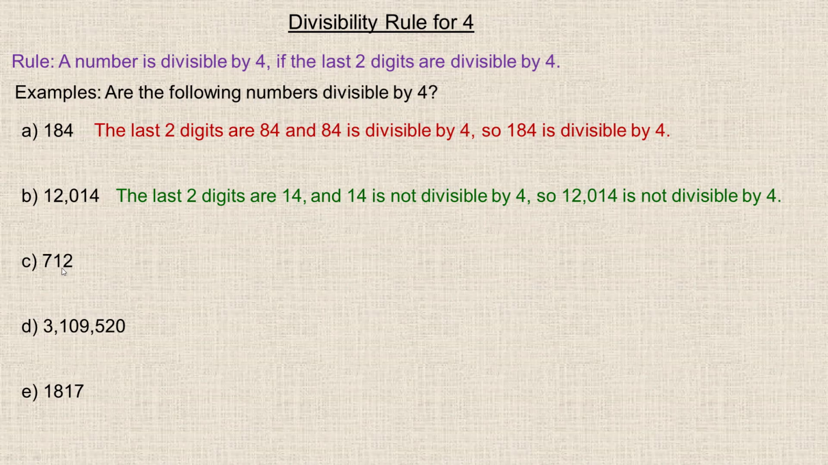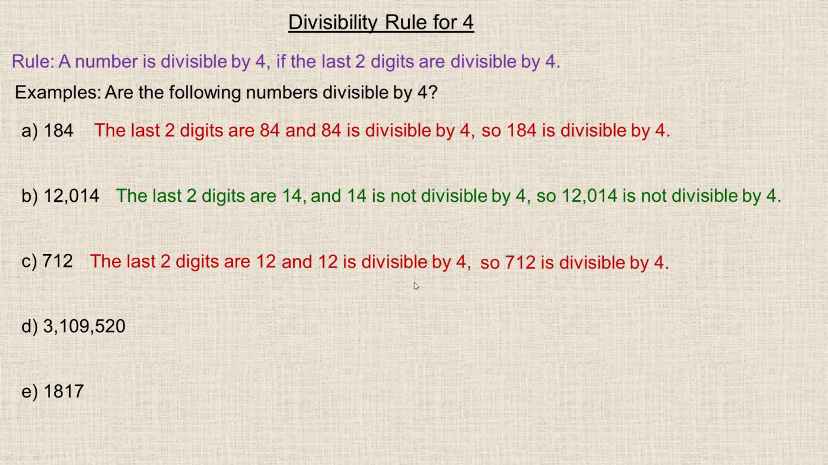So next number is 712, so we only look at the 12 in the end. The last two digits are 12, and 12 is certainly a multiple of 4, 3 times 4 is 12. So that means that 712 is divisible by 4.